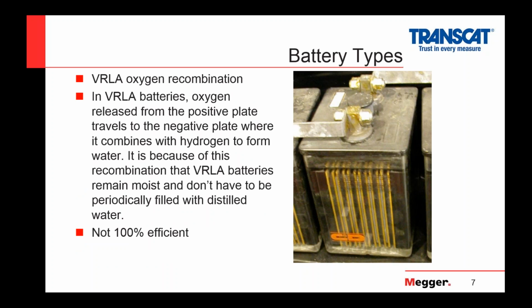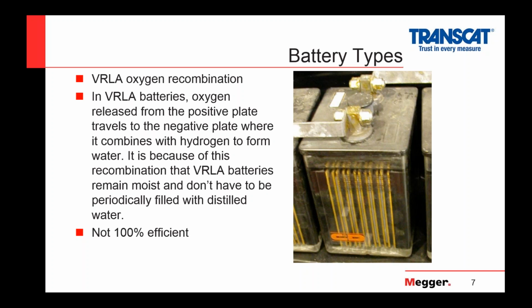In a VRLA battery, they use oxygen recombination. The oxygen released from the positive plate travels to the negative plate where it steals electrons, and it will recombine to form water. This is the recombination effect of a VRLA battery. And this is why you don't have to add distilled water to it.